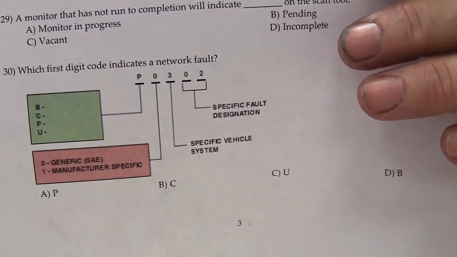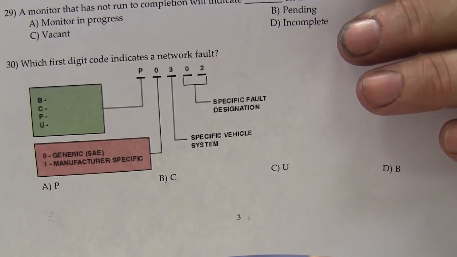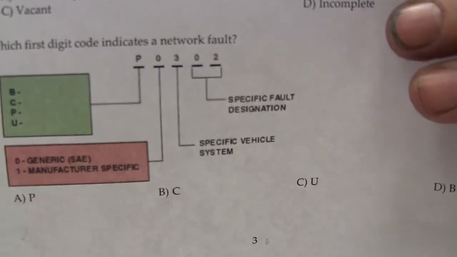Yeah. Which first digit code indicates a network fault? B. Network fault is indicated by what? B. What? D. What about U? U is a network code. Now, if I was setting this up, I would make it an N code. I don't know why they made it a U code. Maybe somebody does. I'm sure I'll probably get a phone call or an email from somebody about that.